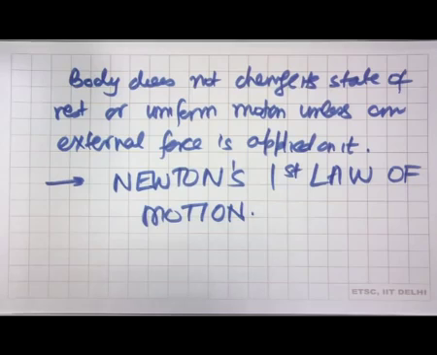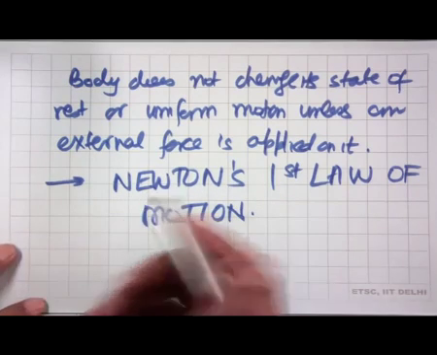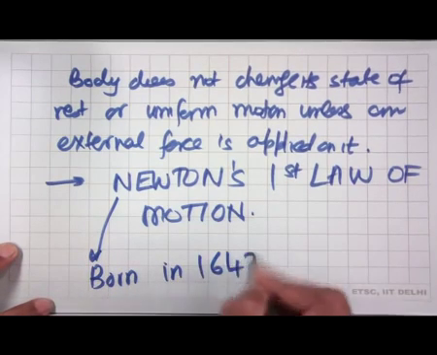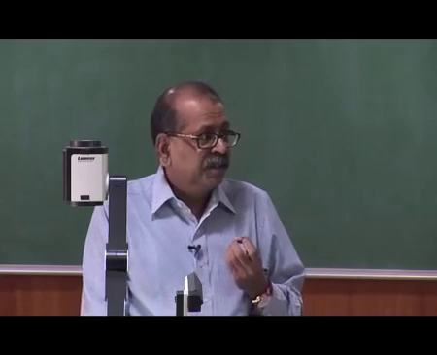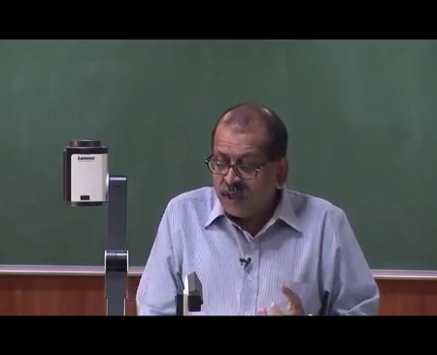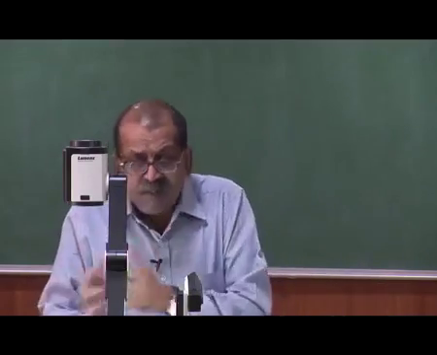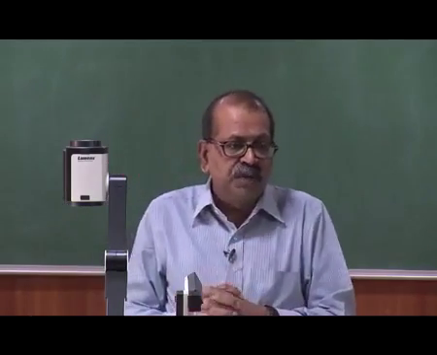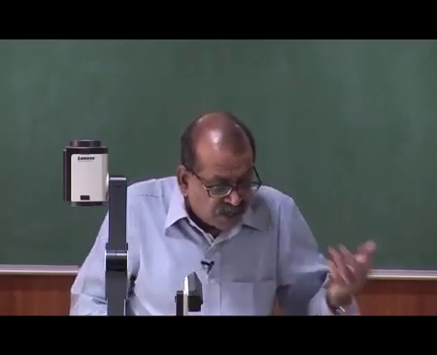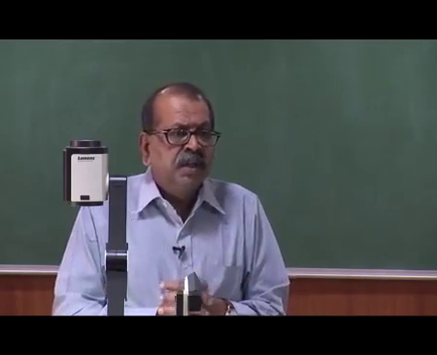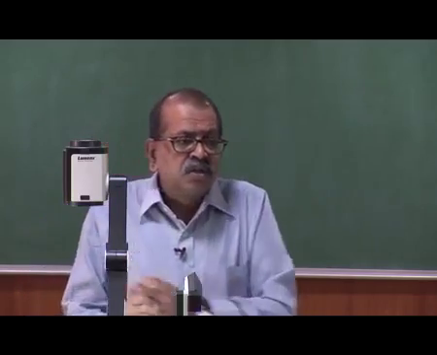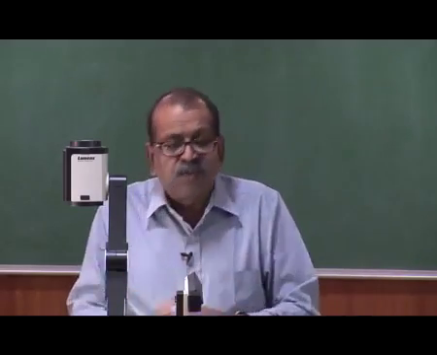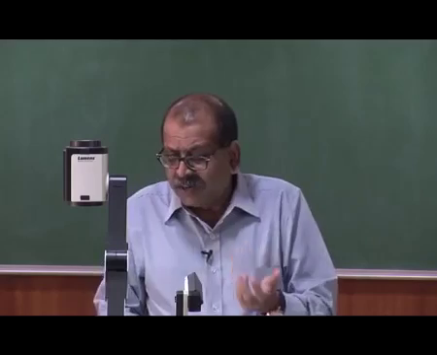Well, historically, Newton was a British scientist, and Newton was born in 1642, the year in which Galileo died. What Newton did was he studied the motion of bodies, and he gave what we term as 3 laws of motion. And the first law of motion is essentially what Galileo had already said. But since Newton compiled all the laws, we refer to this as Newton's first law of motion, which is valid for a particle.